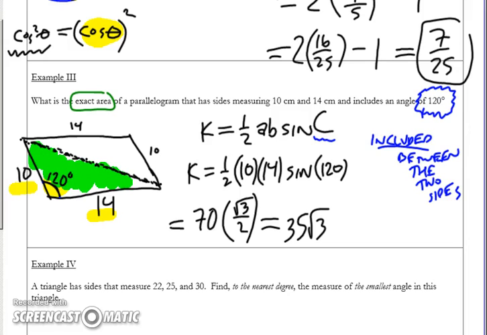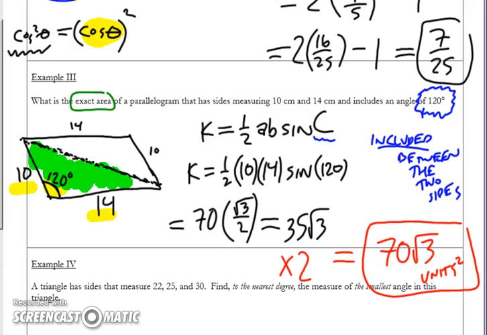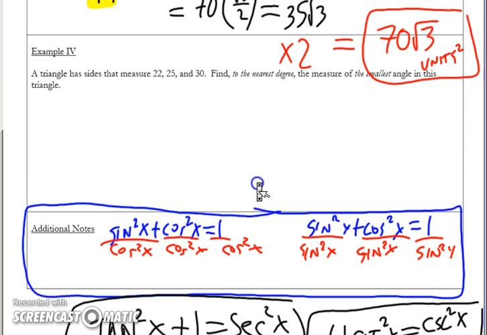The triangle we were working with. So in order to find the area of the parallelogram, I'm going to multiply this by 2 to get the total area. The total area is going to be 70 root 3. I'm going to call it square units because we're not given a particular unit, but it's square units because it is area. One last example.